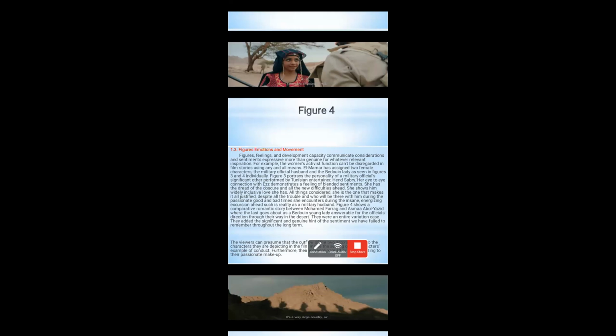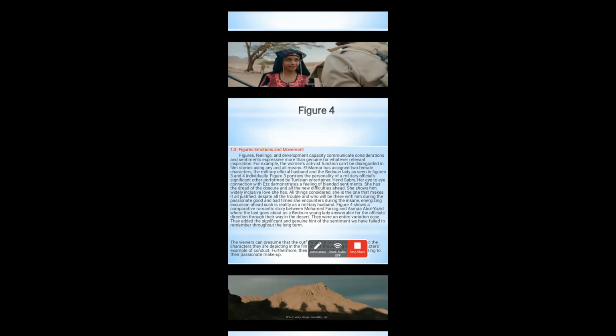So for figure 3, it portrays the personality of a military official's significant other, performed by Tunisian actress Hind Sabri. Her eye-to-eye connection with Commander Noor demonstrates a feeling of blended love. So she has the dread of the obscure and all the new difficulties ahead. She shows him the widely inclusive love she has. And all things considered, she is the one that makes it all justified. So despite all the trouble, she will be there with him during the passionate good and bad times. She encounters the insane, energizing excursion ahead. Such is reality as a military husband.